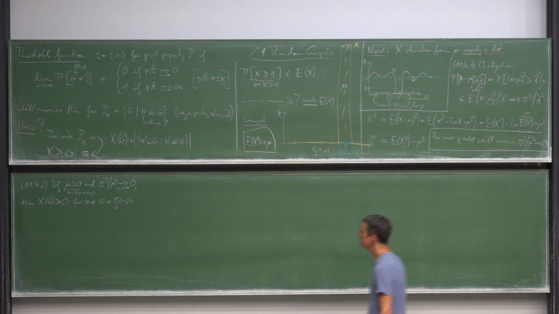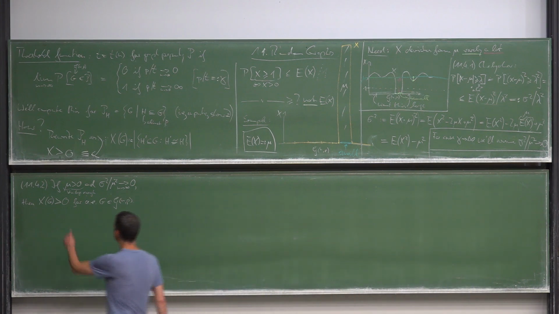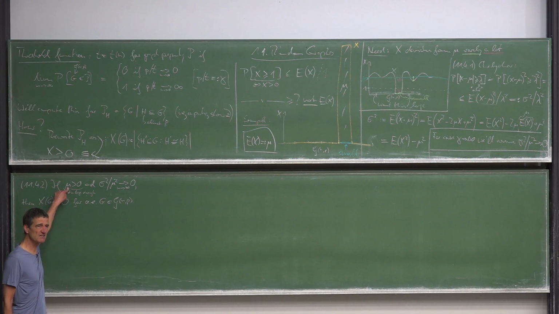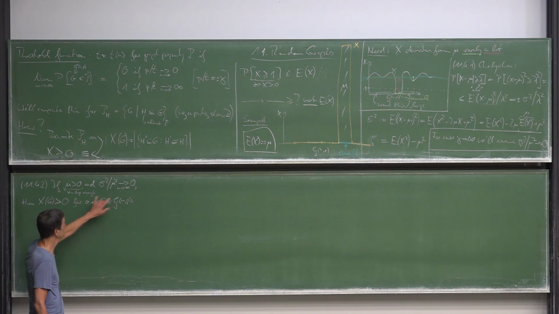Maybe a quick word about this. So is mu going to be positive? Yeah. X is positive. X is non-negative. So mu cannot be negative. Mu can be 0, but only if X is identically 0, which is not going to be the case. Right, so that's always the case.